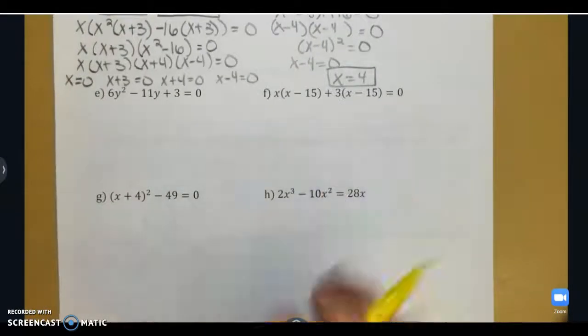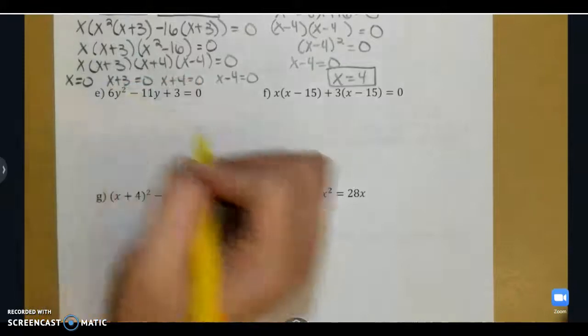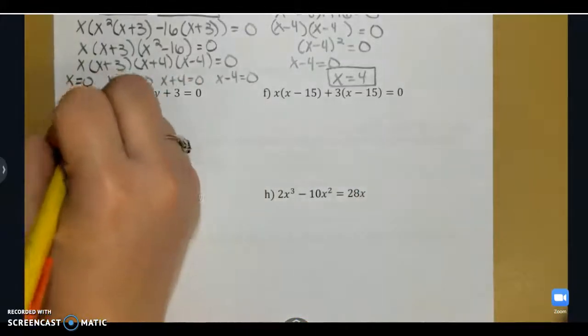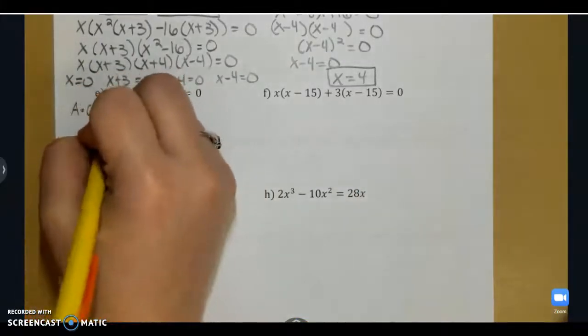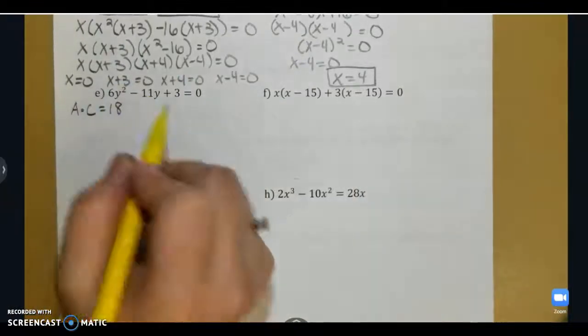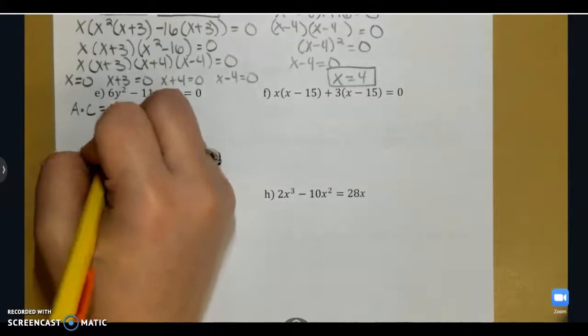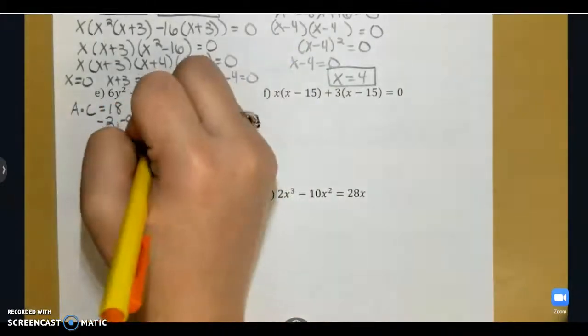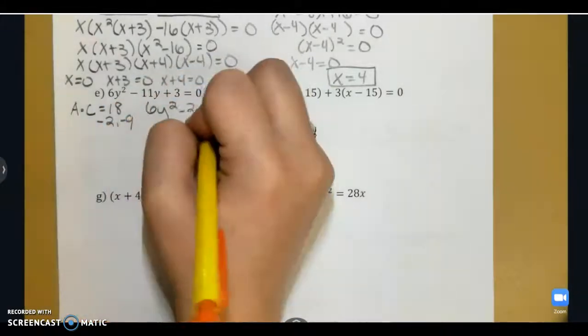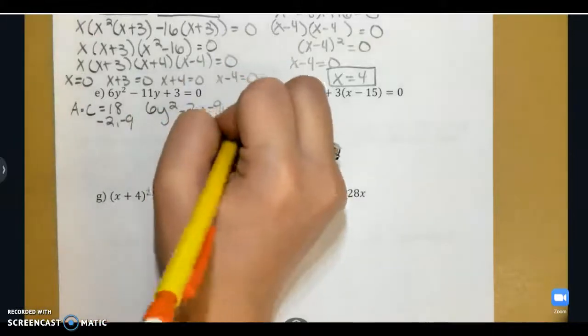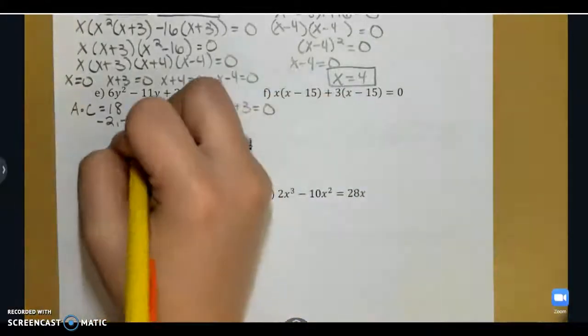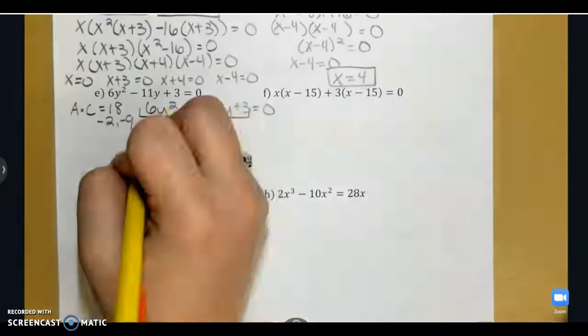Okay. E is already in standard form, and it's a trinomial, but our coefficient here is bigger than 1, so we have to do our splitting the middle term. So our factors of 18 that add to -11 are going to be -9 and -2. So 6y squared minus 2y minus 9y plus 3 equals 0. Group, group.